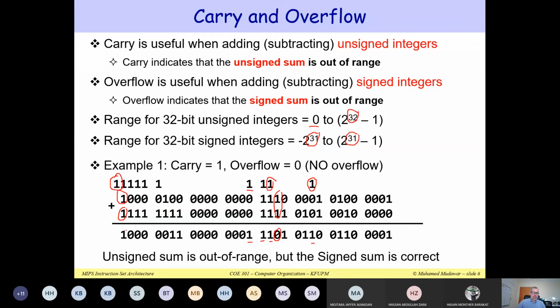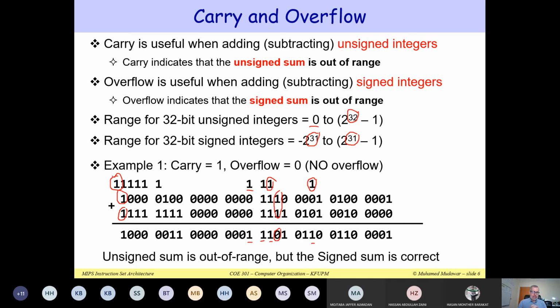Now, this carry cannot be stored inside the register. Why? Because the register is only 32 bits. So when the hardware does this addition in binary, it's going to produce a 32-bit result, and the final carry here is ignored, or discarded. So the carry cannot be stored inside the register because the register is only 32 bits.